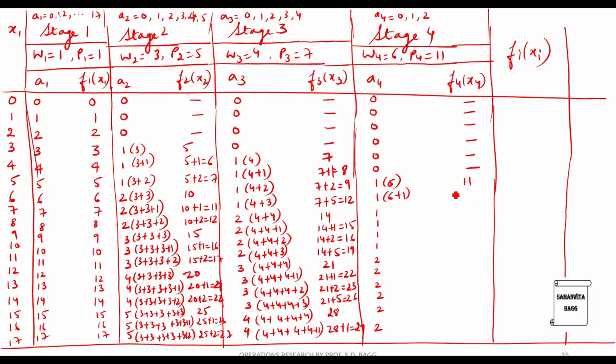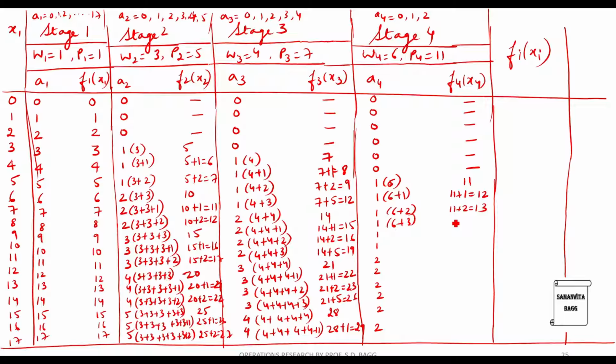So this will be 11 plus 1 is 12. Then you have the next one as 8. So this is 6 plus 2, which will be 11 plus 2 is 13. Then the next number is 9. So this will be 6 plus 3.